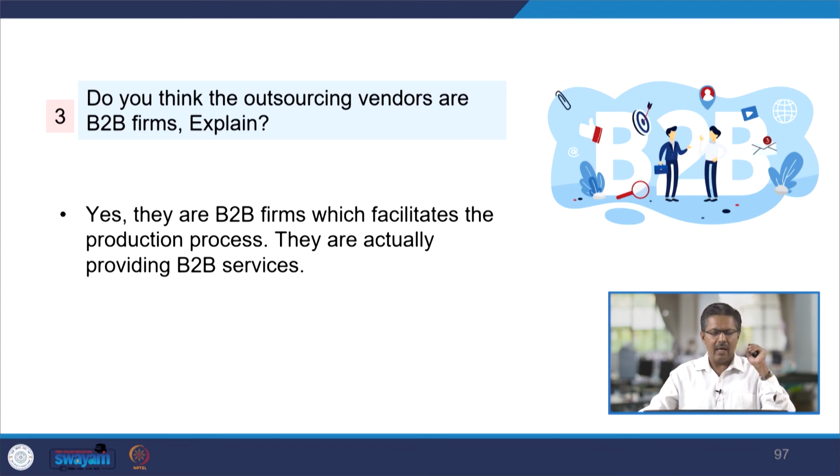Do you think these outsourcing vendors are B2B firms? Yes, they are B2B firms, because these firms facilitate our production process, they are actually providing B2B services. Both the buying and the supplying firm are B2B firms, because they are not individually dealing with customers, but they are dealing with clients who are largely industrial houses. So, these are the three questions. If you try to sit back in your free time and answer them, it will give you some better understanding and clarity about how B2B firms work and how services are important to them.